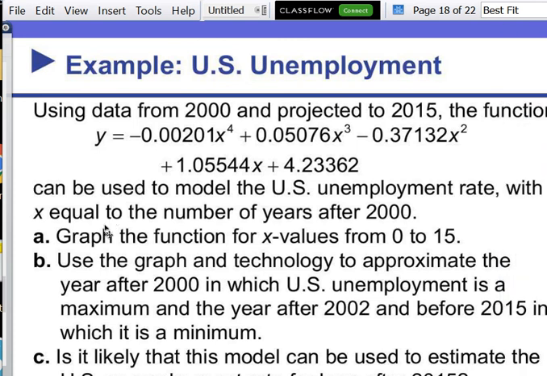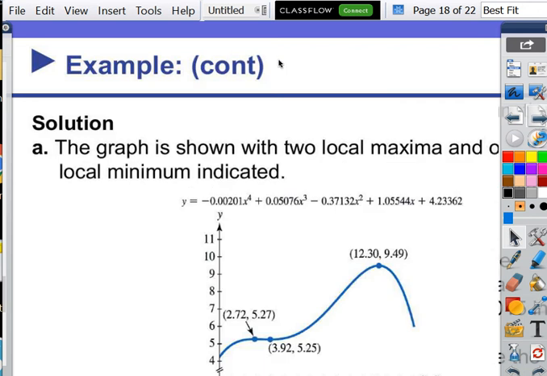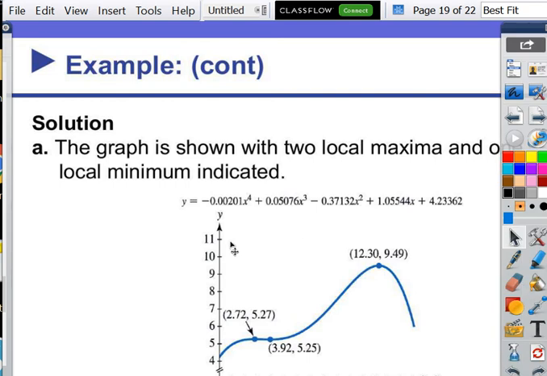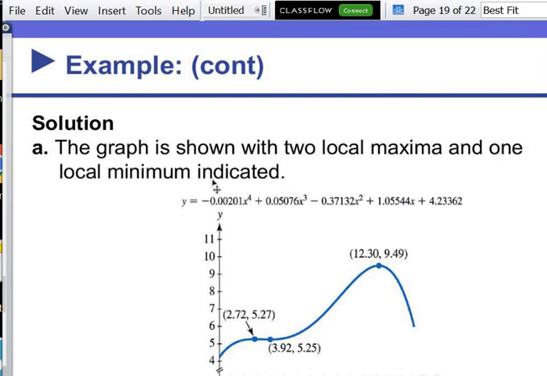Last question, is it likely that this model can be used to estimate the unemployment rate for very long after 2015? Well, it starts diving. It's probably not going to go down to 0, and we can't have a 0 unemployment rate forever. We obviously know that that's not true. So it's probably not very good at all after 2015. Probably going to come down here and start to recover, and then who knows, because 2020 it's taking a dive again. Alright, that ends Lesson 6.1.